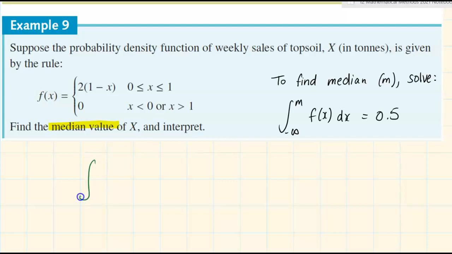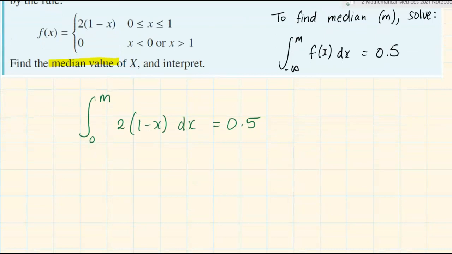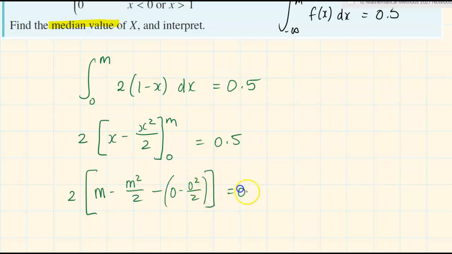Alrighty, so you should be integrating from 0 to m of 2 outside of (1 take x) with respect to x, and that needs to equal 0.5. I need you to be able to do this tech free before you jump to tech active. So take that 2 outside, integrate 1 minus x, you get x minus x squared on 2 from 0 to m equals 0.5. Substitute in, we're going to have 2 times (m minus m squared on 2, minus 0 minus 0 squared on 2) equals 0.5.